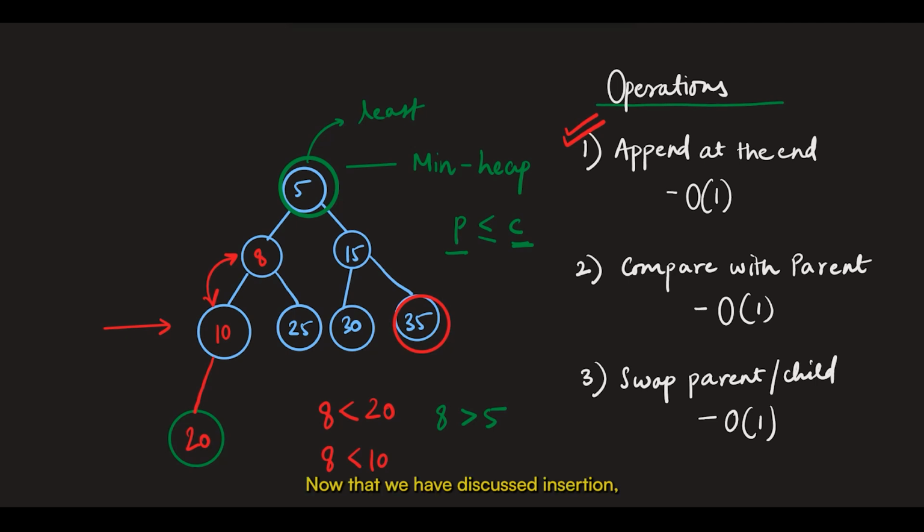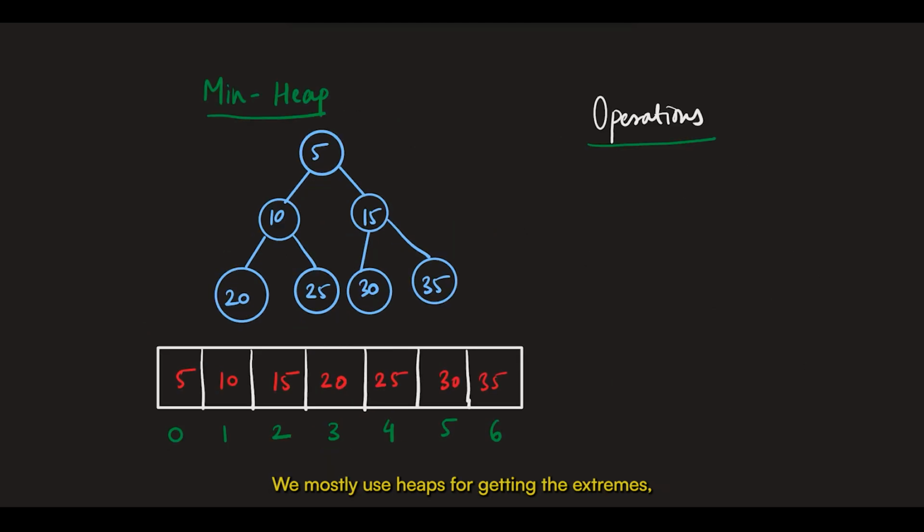Now that we have discussed insertion, let's look at how deletion works for binary heaps. We mostly use heaps for getting the extremes, that is the maximum or the minimum at every step of the way. So we usually delete the top element from the heap. But the steps that we are going to take here would apply for any element. Let's look at how we can delete the top element from the heap.